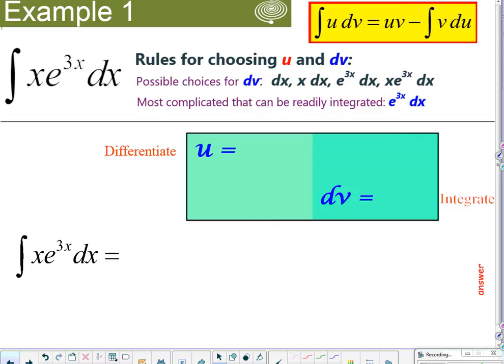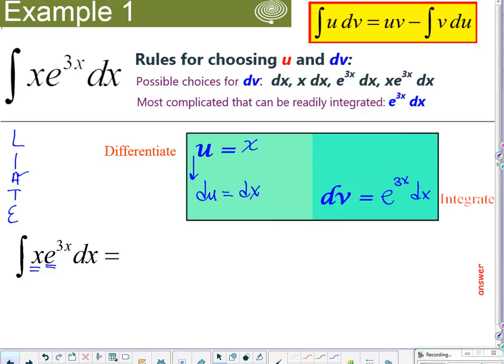On this particular one, if I think about the LIATE plan, I am looking at an exponential and I'm also looking at an algebraic. Well, algebraic is suggested to be our selection for u. So let's let u equal x. And our dv then will be e to the 3x dx. On the u, what I'm going to do is create my du. And the derivative of u becomes 1 du. And the derivative of x is 1 dx.